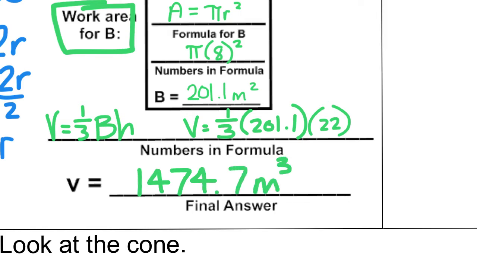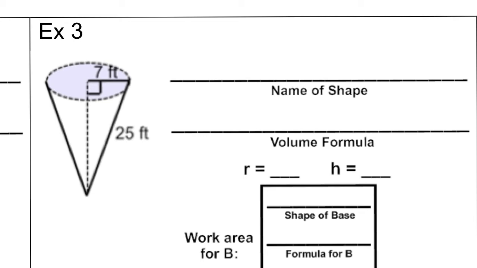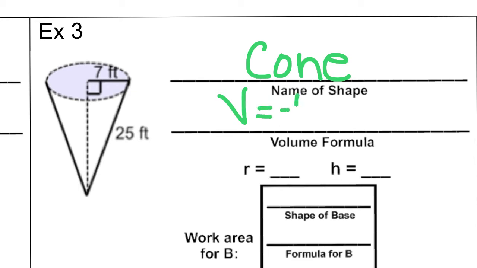Remember that the volume will have cubic units. So this will be meters cubed. Number 3 has a twist. First, let's start with the name of the shape. It is a cone. We know the volume formula is 1/3 area of the base times the height.